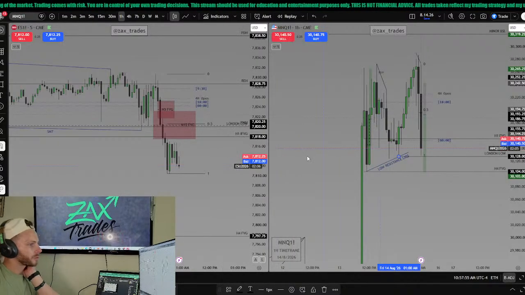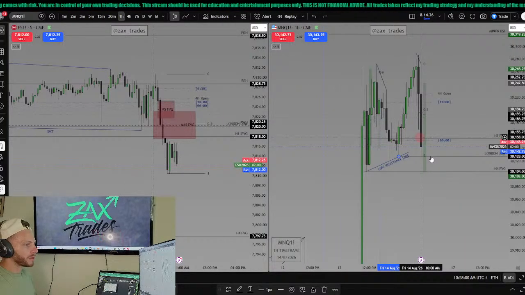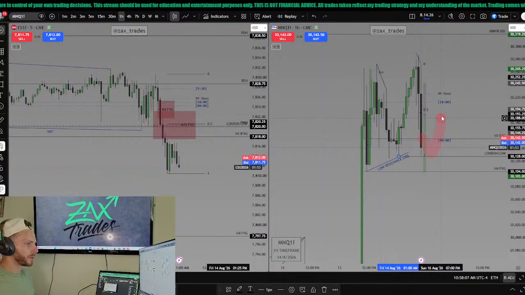I was thinking maybe we could sweep, like maybe we get the sweep of London low, and then that gives us enough to get that false pop, lower high, and then get our delivery, maybe.